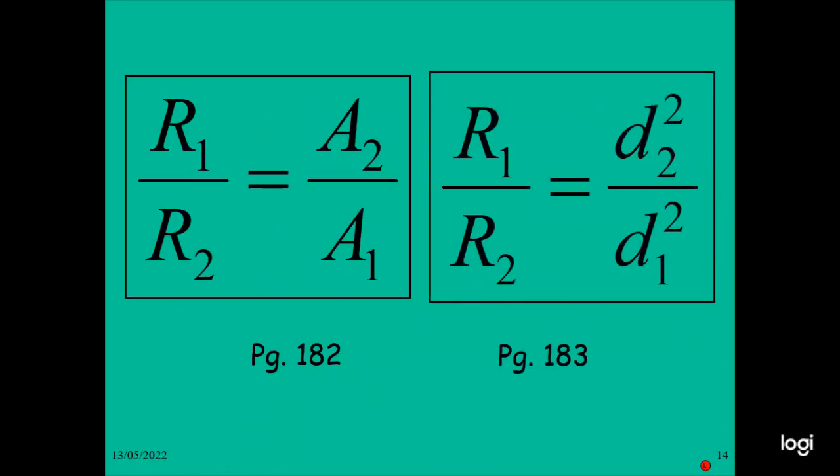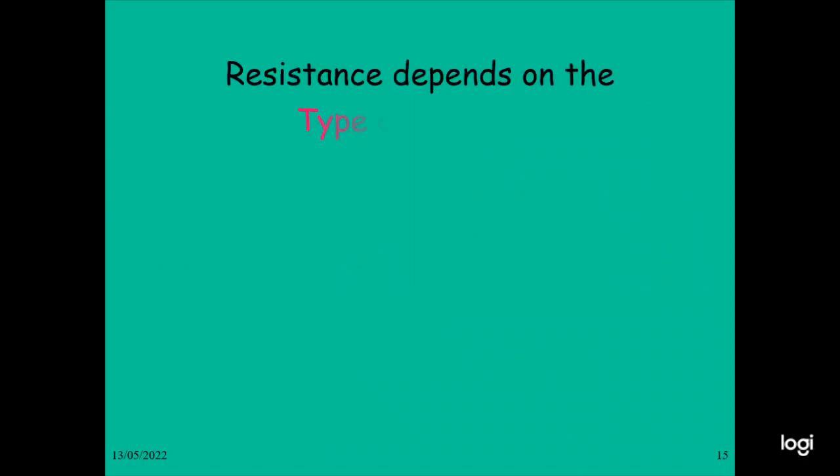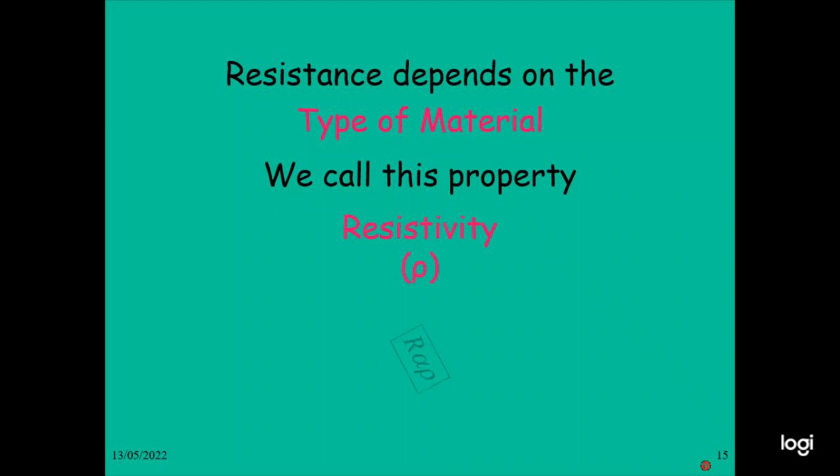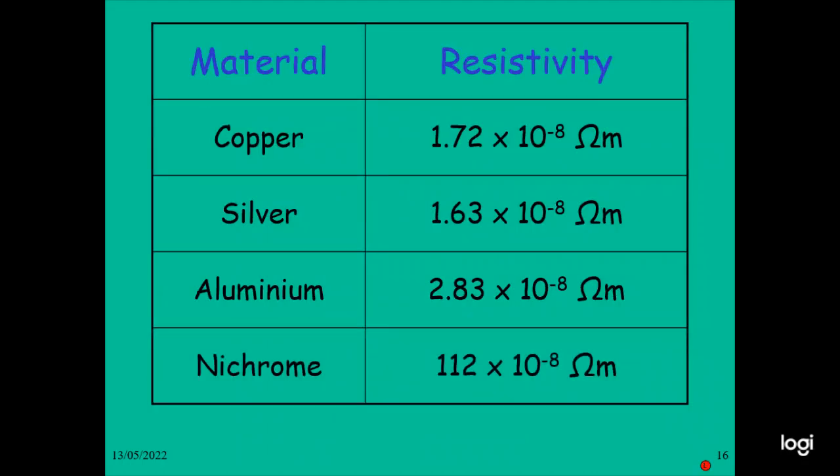R1 by A1 equals R2 by A2. This is already given. The resistance depends on the type of the material. We can call this property resistivity. R is directly proportional to rho.